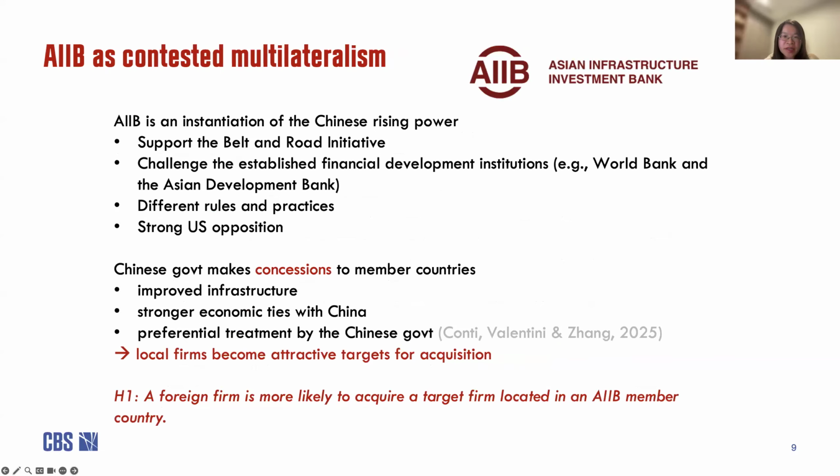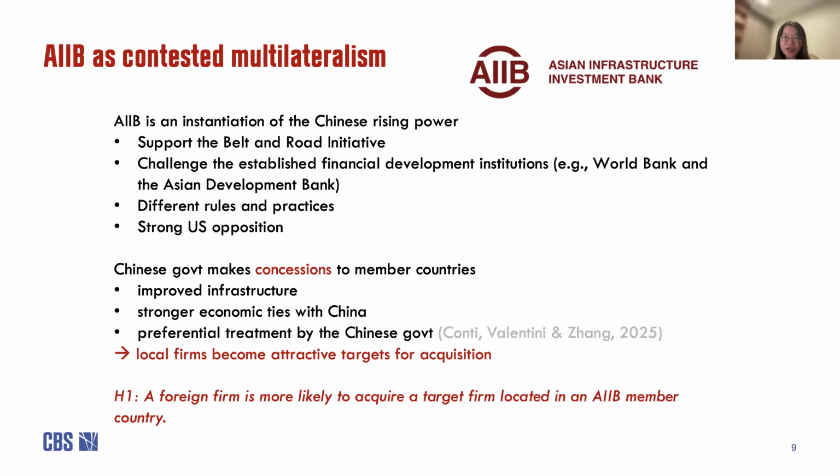AIIB is actually a very good example of contested multilateralism. It's the China-backed investment bank to support its Belt and Road Initiative, and it was also established to challenge the US-led power, to challenge the established financial development institutions. And it has very different rules and practices. For instance, they only focus on infrastructure projects, their loans are at commercial rates, and they don't require borrowing countries to follow any extensive social and environmental standards.